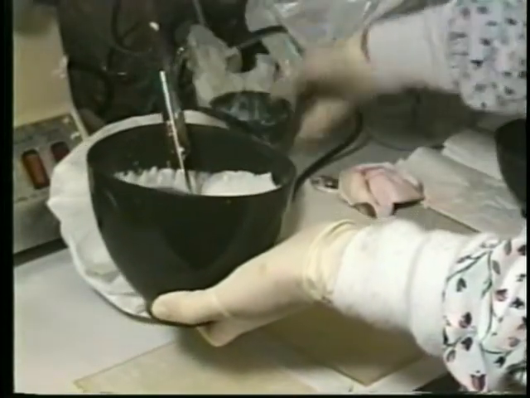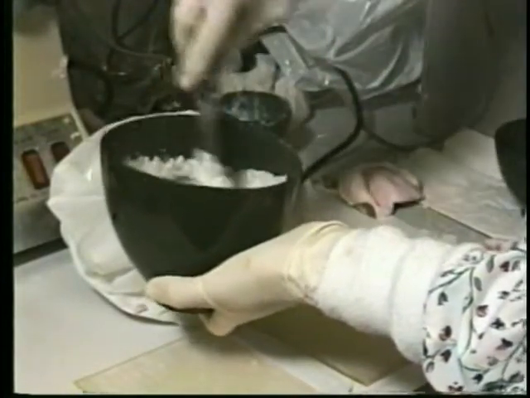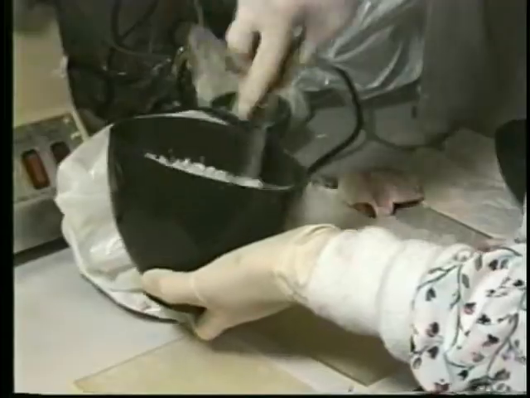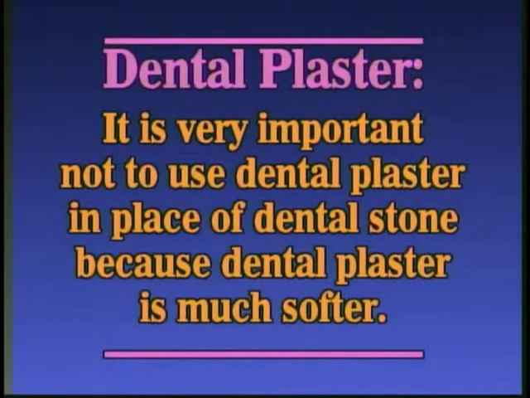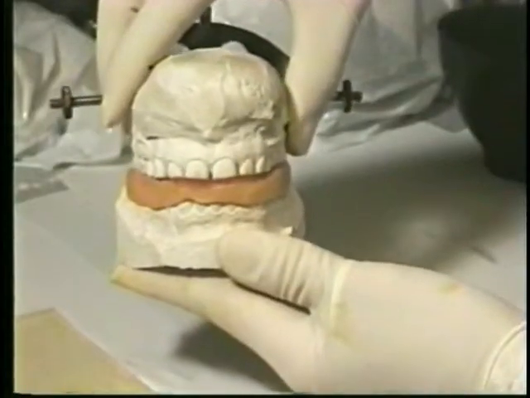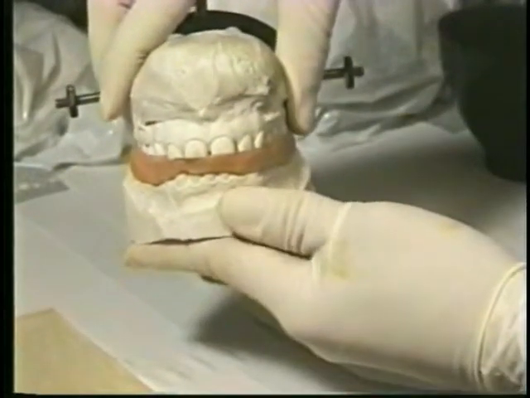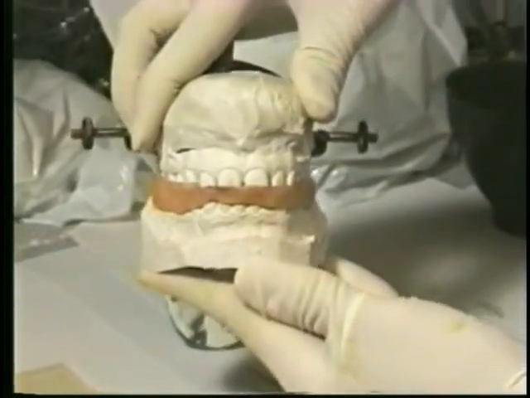Dental plaster comes in a powder also and looks just like dental stone. It's very important not to use dental plaster in place of dental stone because dental plaster is much softer. Dental plaster is used primarily to mount stone models on the dental articulator.